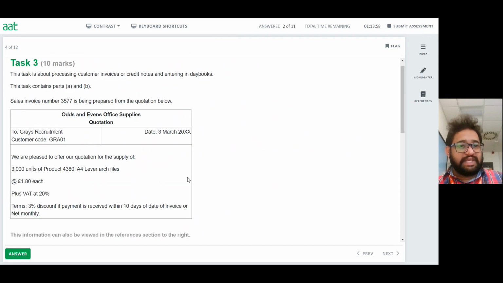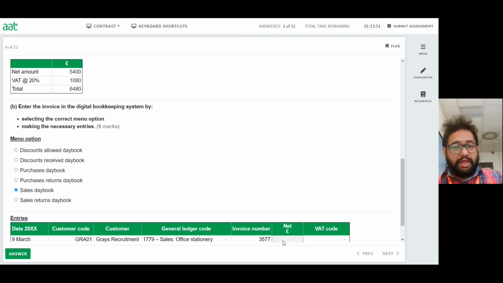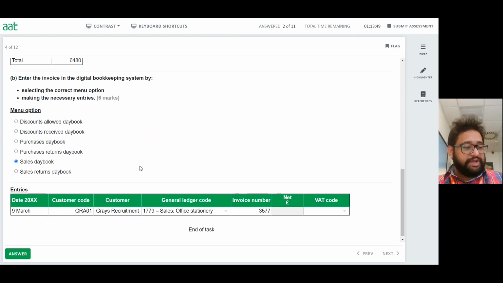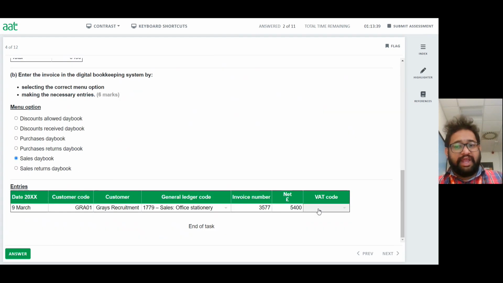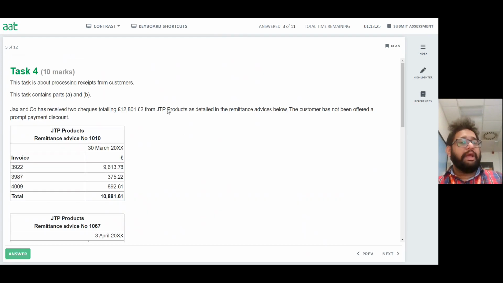The invoice number is whatever it says here, 3577. 3577 is your invoice number. And the net amount, with the information we have calculated, is going to be £5,400. And then the VAT code here, we're going to choose V04, which is the 20%. Okay, so we have done all of that now, and you should be able to move on with that question. So answer it, and let's move on.